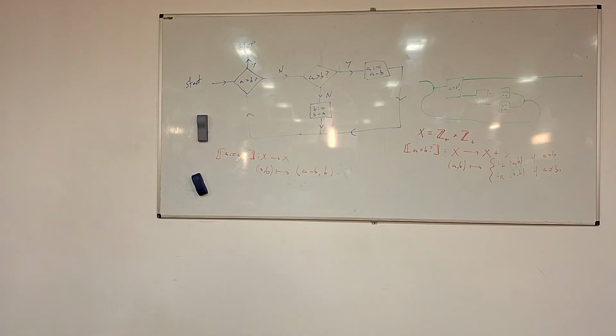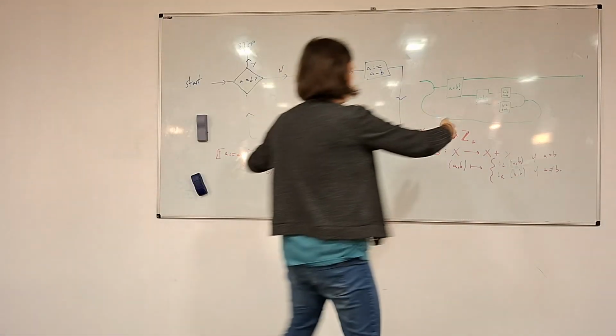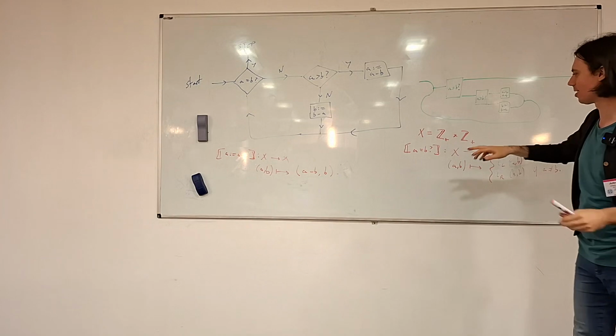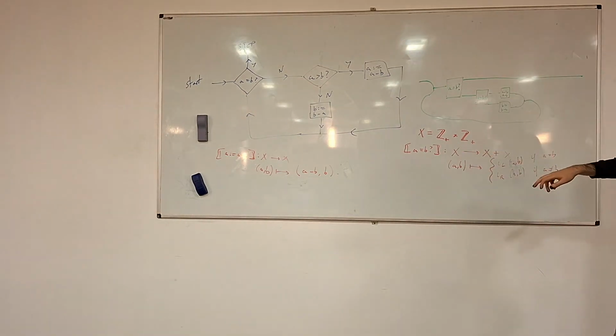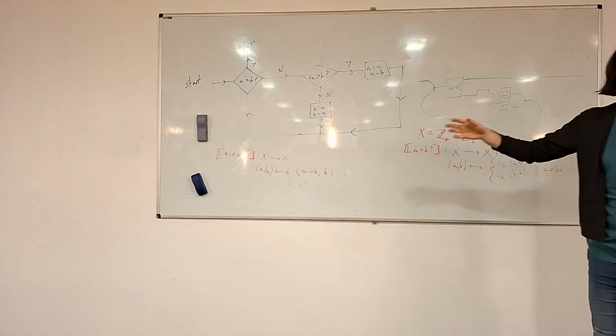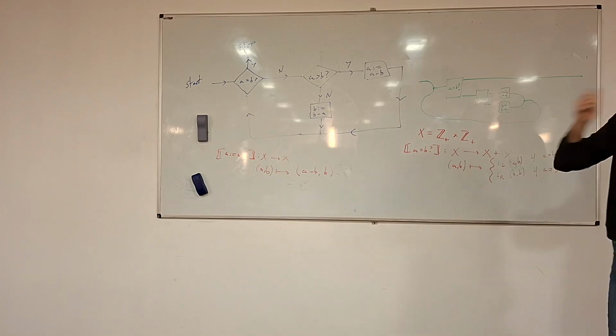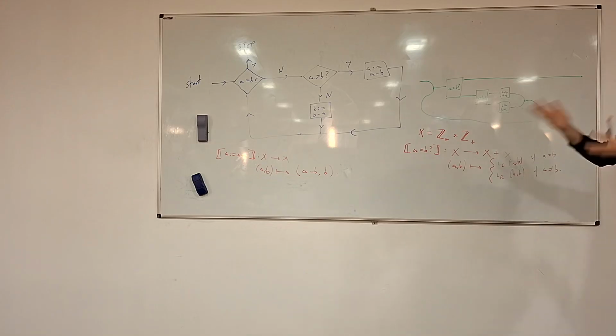And so in the end, if I calculate the total meaning of this diagram, I end up with a morphism from X to X, which is going to compute. It's going to take some initial AB, and it's going to give you the pair of the lowest common denominator twice.